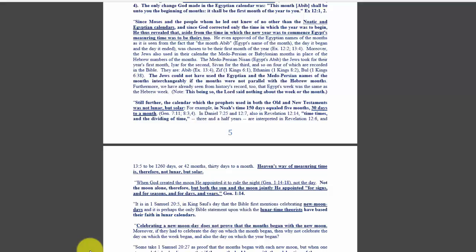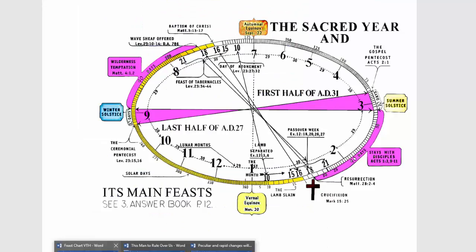Originally, as he says here in this next little paragraph, when God created the moon, he appointed it to rule the night, not the day. Not the moon alone, therefore, but both the sun and the moon jointly he appointed for signs and for seasons, for days and for years, Genesis 1:14. And that was the way it was in the beginning.